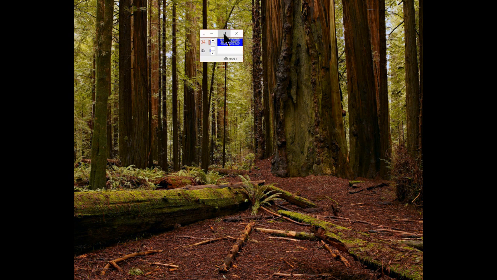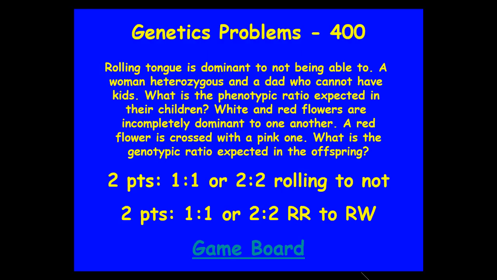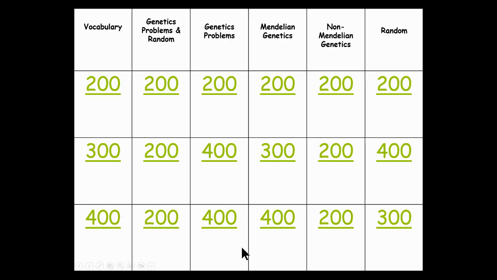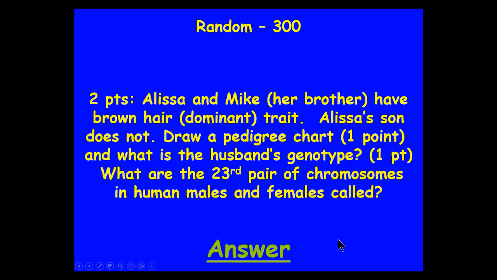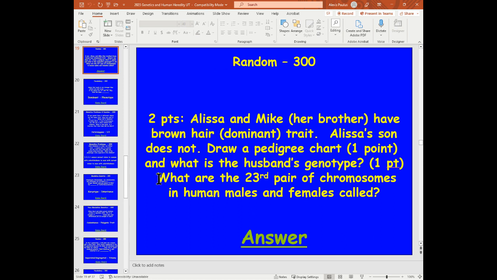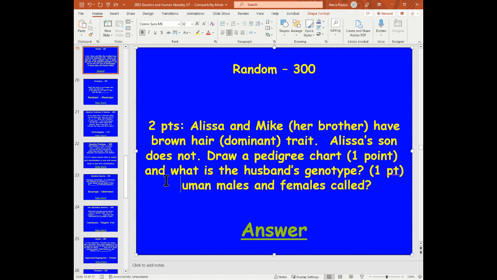And I've made a decision, even though you do not have a pedigree chart on your test, we're going to do this problem anyway. All right, so Alyssa and Mike, her brother, have brown hair, which is the dominant trait. Alyssa's son does not. Draw a pedigree chart. And what is the husband's genotype? Okay, and this one we're going to get rid of because I've already got that on another problem. And we're going to make this a 3-point question still.